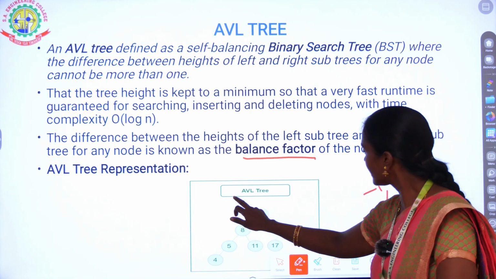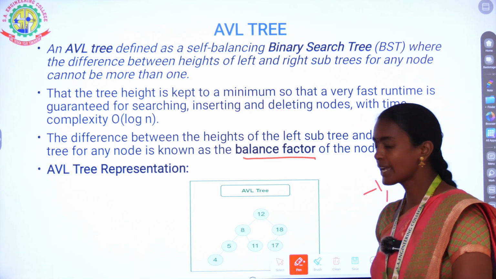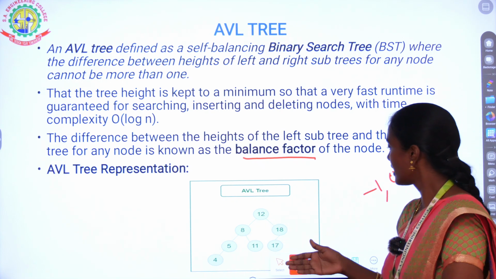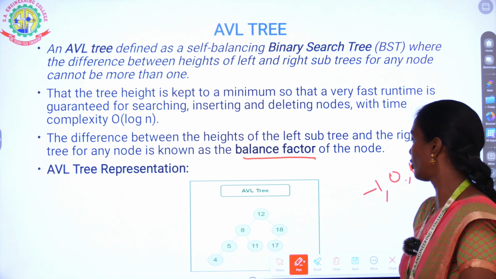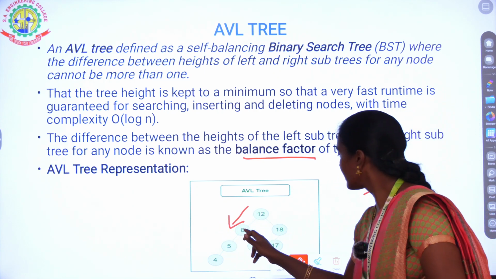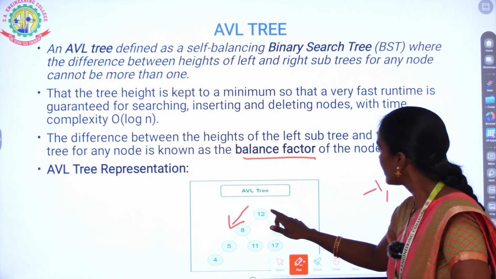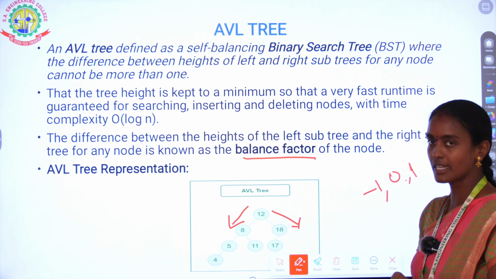Here, this is the representation of the AVL tree. The first condition we have to see is the binary search tree condition, which means the values less than the root node should be situated on the left side of the root node. The value greater than the root node should be kept on the right side. That is the first condition.